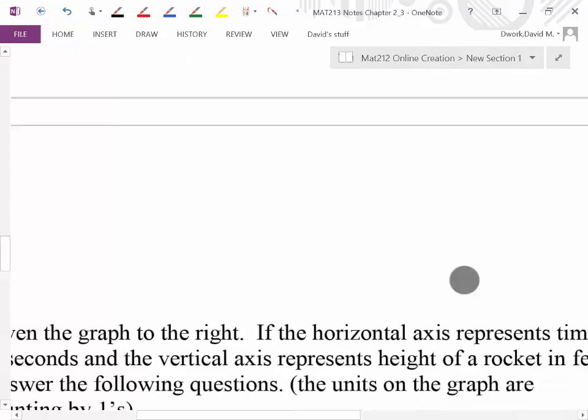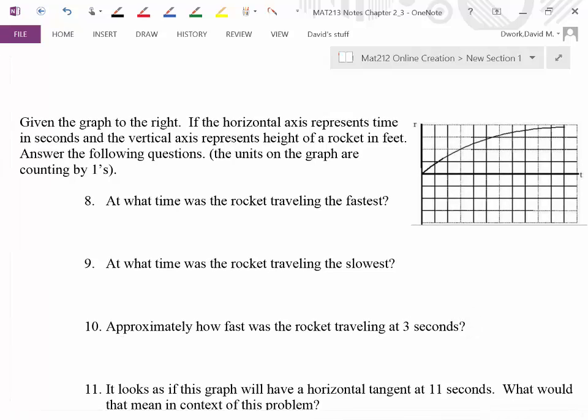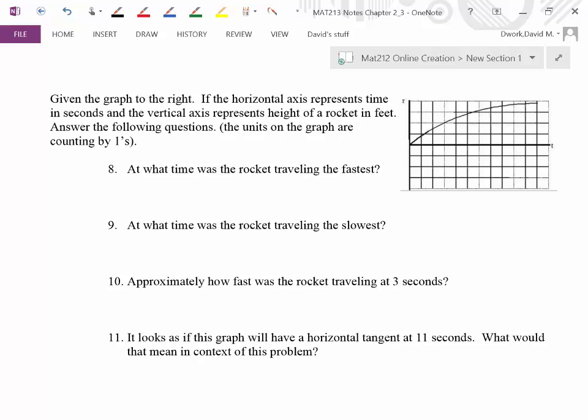So now, let's go to another kind of representation. All right, so if we had something like this, where we have a rocket that we're launching, and we're saying, given the graph to the right, and note there's time and r. So given the graph to the right, if the horizontal axis represents time in seconds, and the vertical axis represents the height of the rocket in feet, answer the following question. All right, so let's see. And note that the units on the graph are counting by ones. So it's 1 second, 2 seconds, 3 seconds, so on.